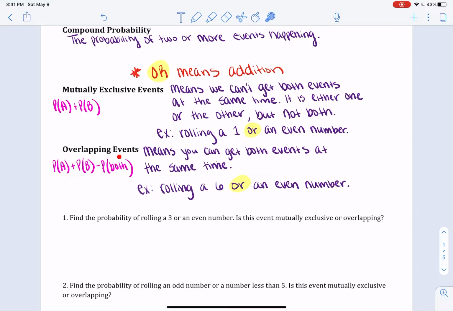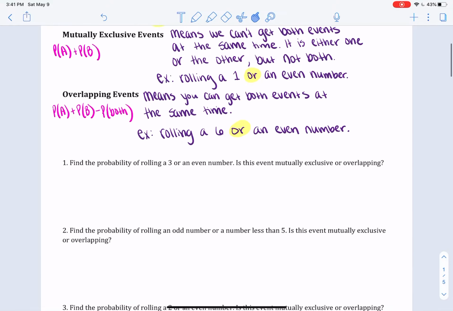But overlapping events, that means you can get both events at the same time. So for example, rolling a 6 or an even number. Well, we could roll a 6, that would be a 1 out of 6 chance, or an even number, which is a 3 out of 6 chance, but a 6 could also be an even number. So both of those things could happen at the same time, right? So those are our vocabulary words for this section. And let's just try a few examples and practice this.